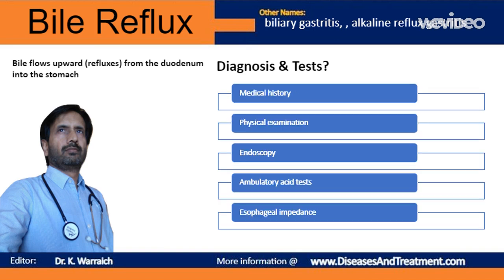and then he will perform other tests known as ambulatory acid tests. This is a test where a probe will be inserted to measure the acids in the esophagus or in the stomach. So these are the two tests. One is the ambulatory acid test, and the other one is the esophageal impedance test. So these both are also helpful to diagnose bile reflux. So medical history, physical examination, endoscopy, ambulatory acid tests, and the esophageal impedance test. These are the most important tests which your doctor will perform to make the diagnosis.